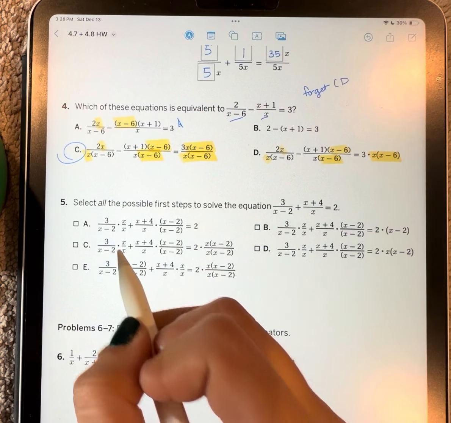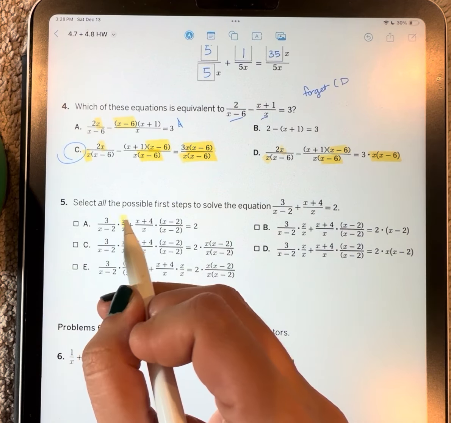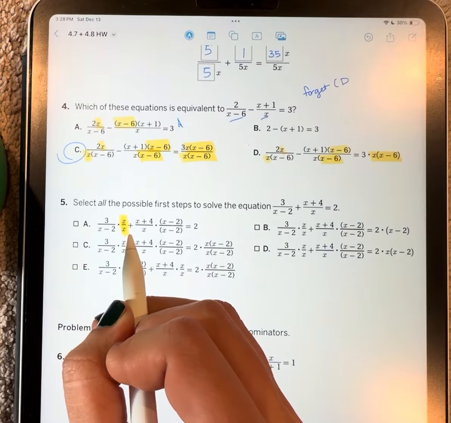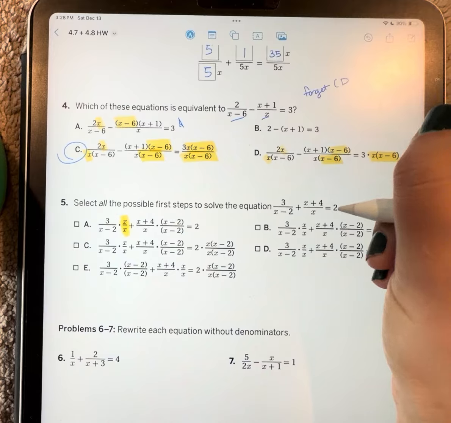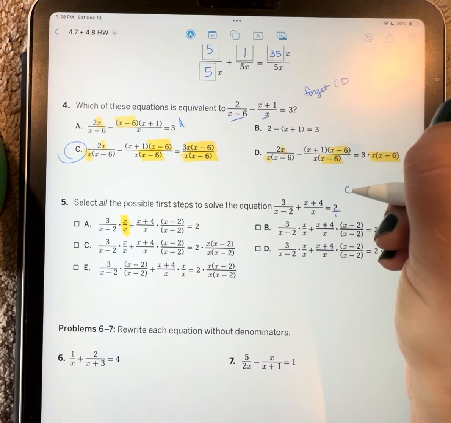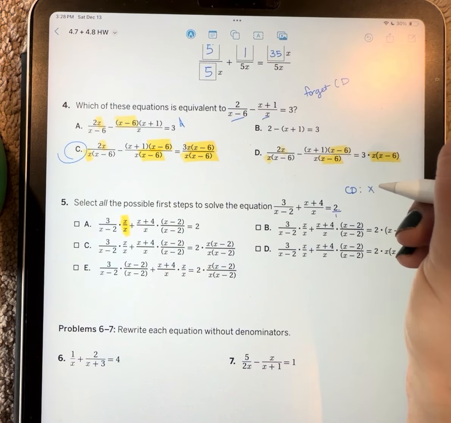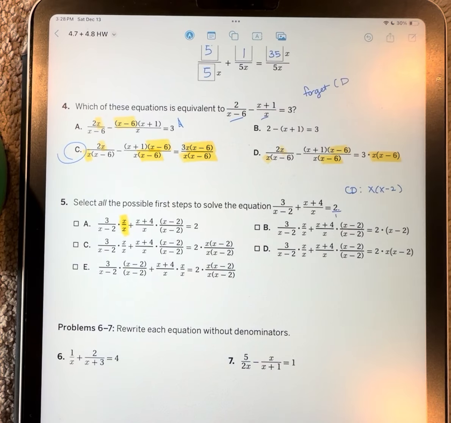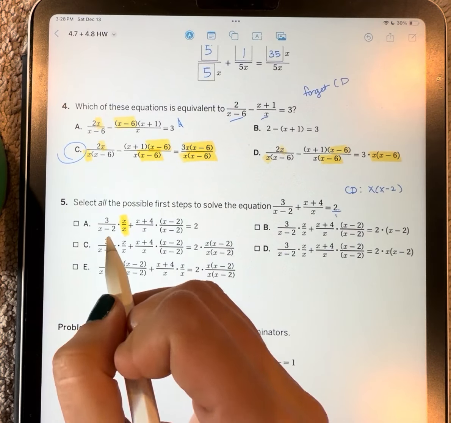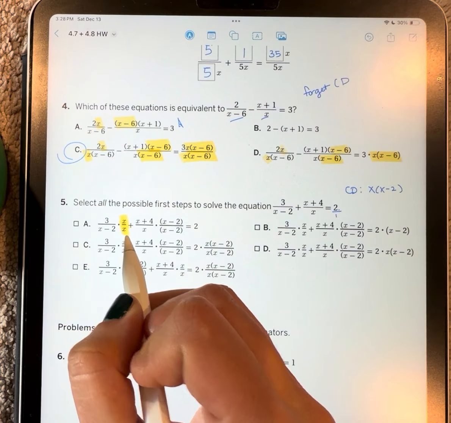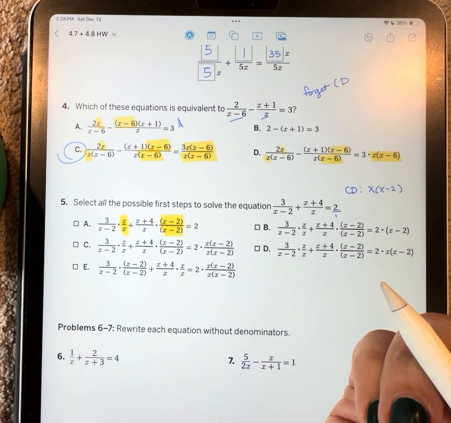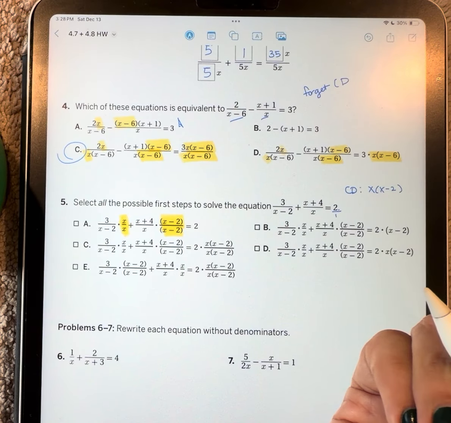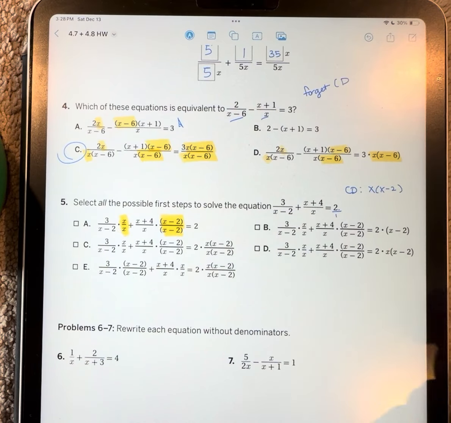Let's see. A possible first step here, is it to multiply this first fraction by x over x? Sure, because let's be a little bit clear about what we're doing. This 2 is over 1, and the common denominator here is x times x minus 2. So this one needs an x. That's good. And then over here, multiplying this is good. I guess this would be a possible first step.